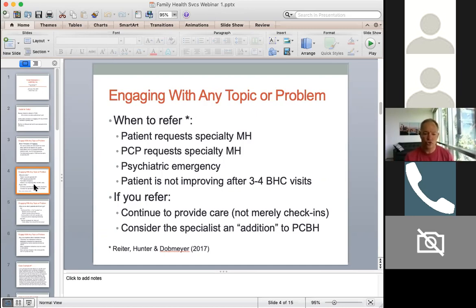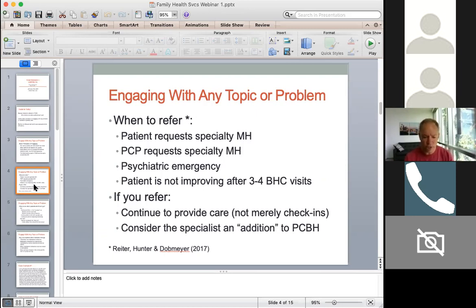And then finally, if you do refer, it's important to think of that specialist that you refer to as an addition to your care, not a replacement, okay? If you think about what we do in primary care and the goals of primary care, it's about longitudinal care relationships with patients. It's birth to death care, as they call it, right? Patients come to the same clinic in many cases for years. And so you're never done in primary care with following patients. They're always your patient. And you as a BHC who is a member of the primary care team, they're always your patient, even if they're going to specialty mental health.